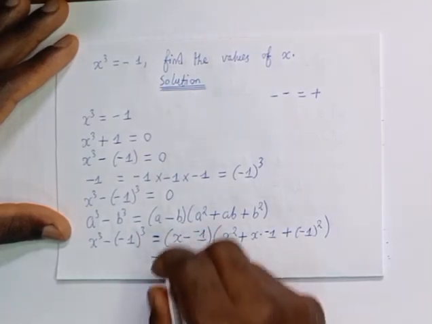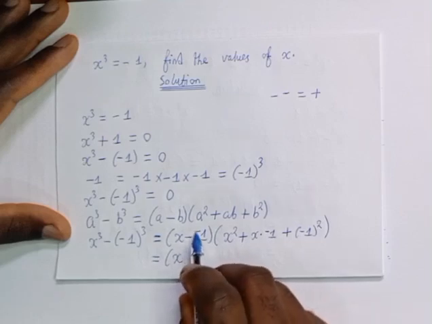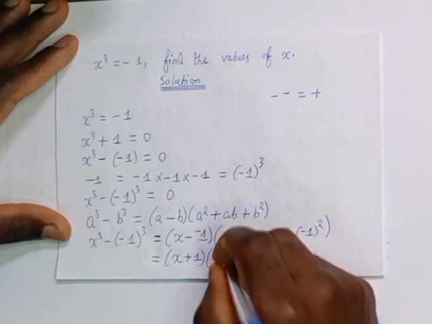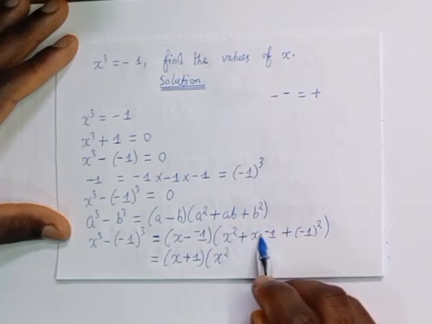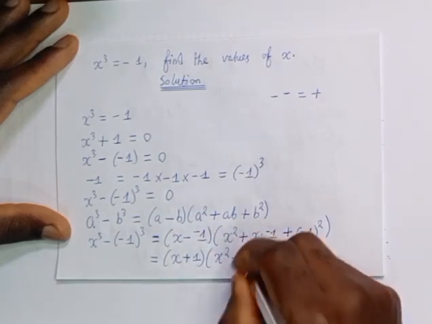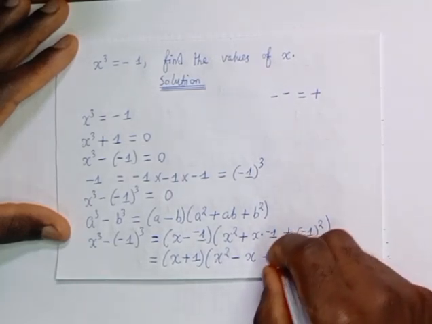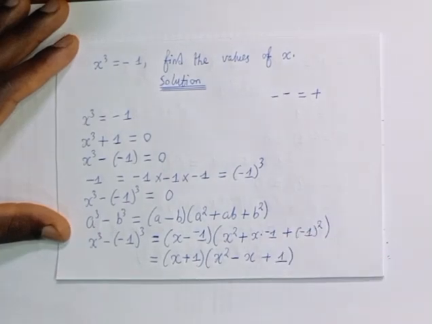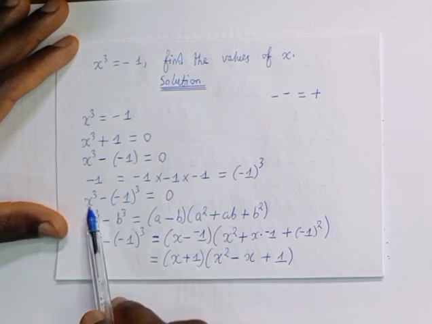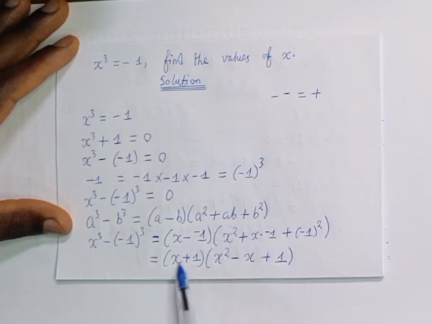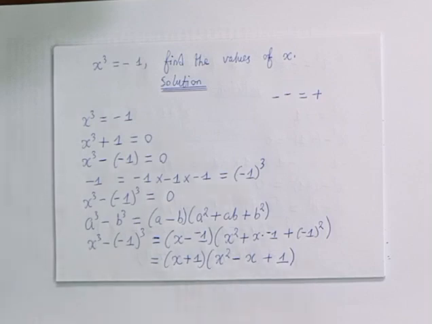This will simply be equal to x. Negative becomes positive, gives us x plus 1 times x squared plus x times -1 gives us negative x plus (-1) squared. -1 times -1 gives us 1. It simply means x cubed minus (-1) cubed, which is the same as x plus 1 times x squared minus x plus 1, is equal to 0.